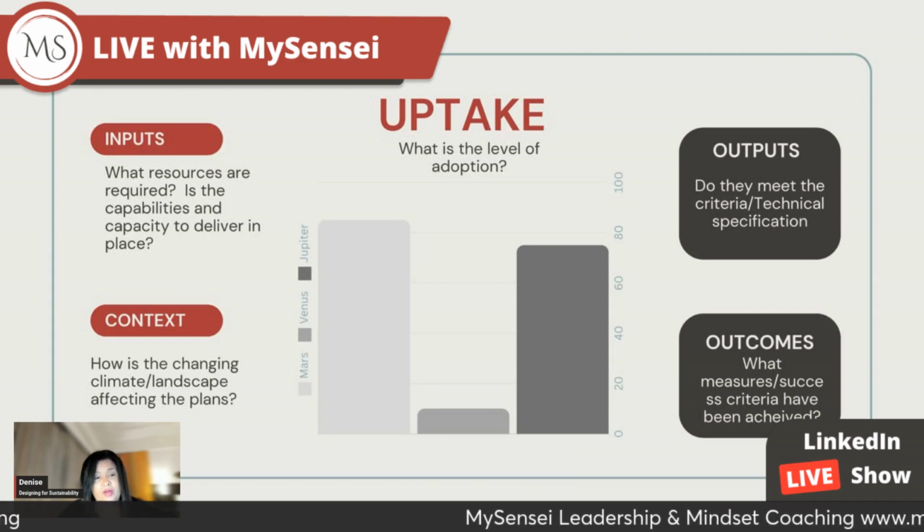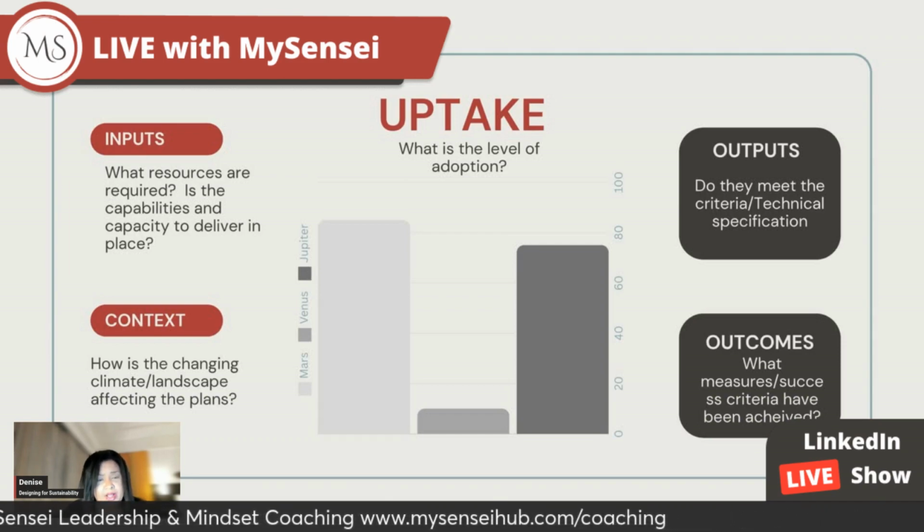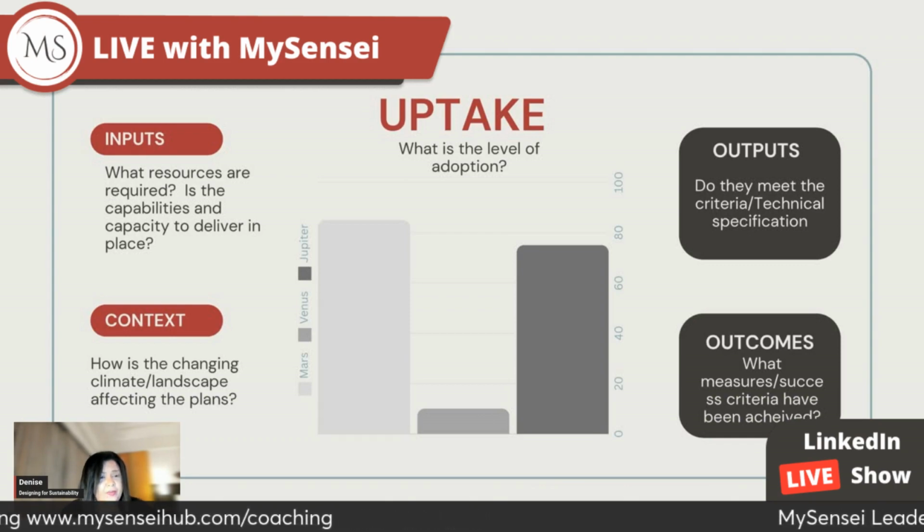Do we have the right people? Do we have the right skills? Do we have the cash flow runway to be actually able to deliver on this? Now, the third one, I'm going to go to the middle there, which is uptake.